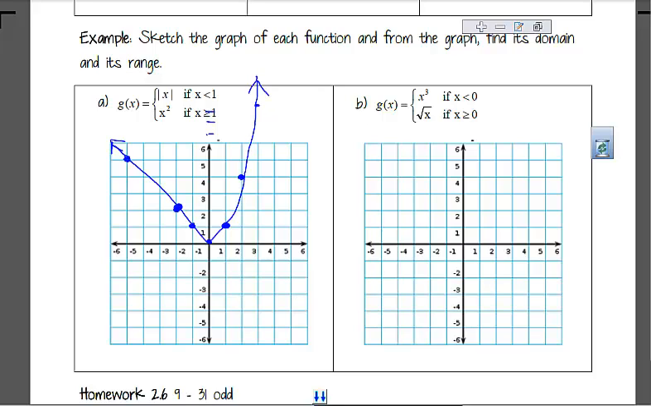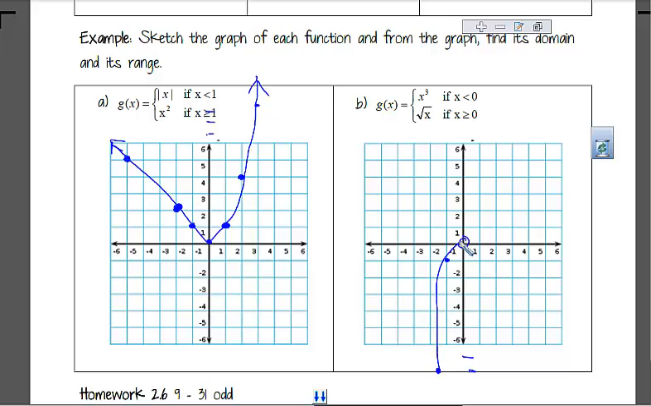All right, what about g of x? We've got x cubed. So if x is less than 0, we're going to use x cubed. So we'll start right here at 0, put an open circle there. At negative 1, if we cube that, we get what? Negative 1. Okay, at negative 2, if we cube that, we get negative 8. Okay. All right, so we're looking at something like that so far.